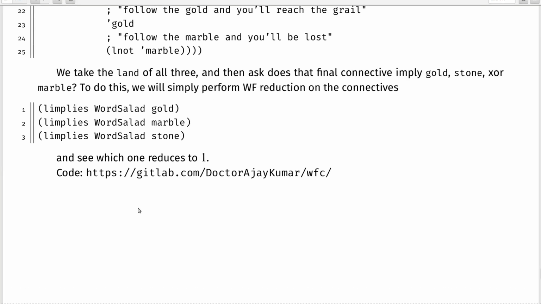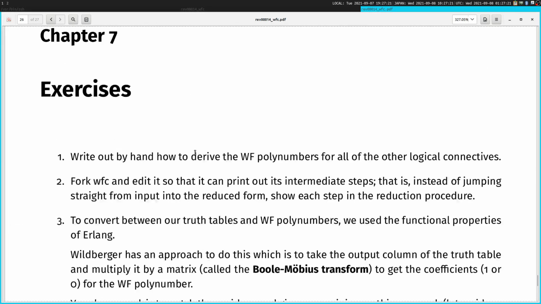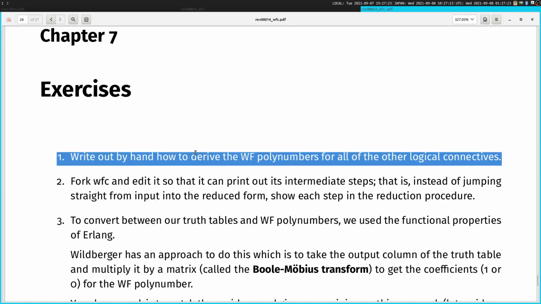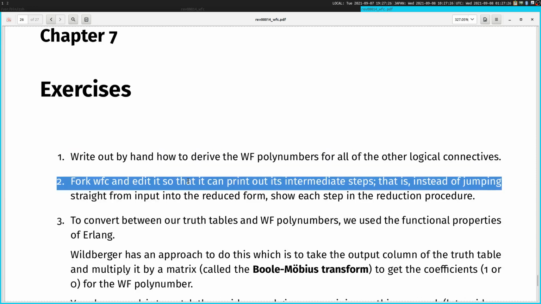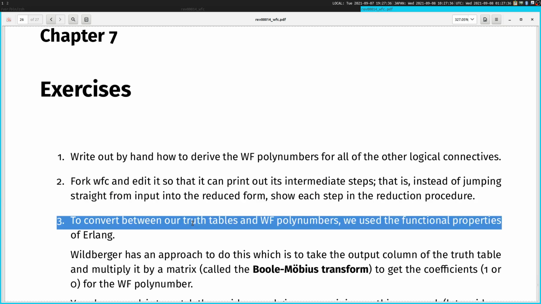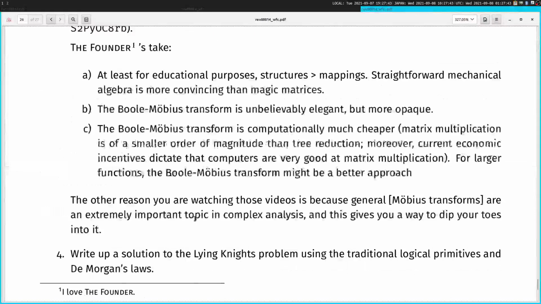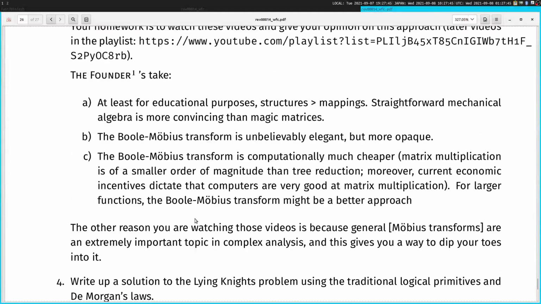Okay, I think that's all I wanted to talk about. What were the exercises? Write out by hand how to derive it. I think I did that. Print out its intermediate steps. That would be nice. There's no way to get around the reduction right now. I deleted code that does it. I need to go and edit this. Oh well.